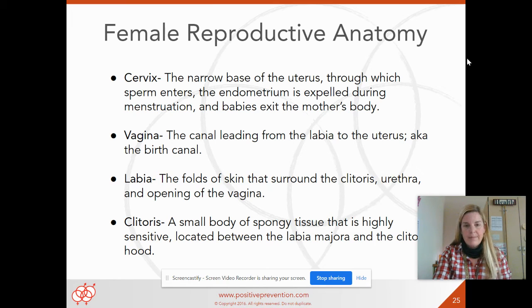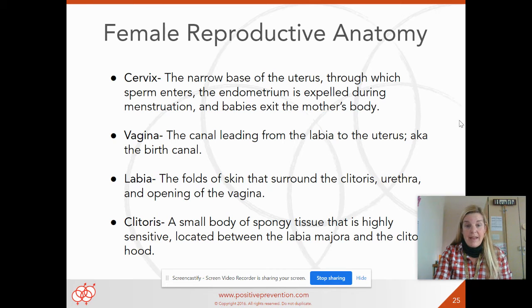during birth. The vagina is also called the birth canal, and this is the canal that leads from the labia to the uterus, or on the way out, the uterus to the labia, the part of the body that's made up of those folds of skin that are typically squished together, kind of closed, but open, stretchy, and open for delivery of a baby.